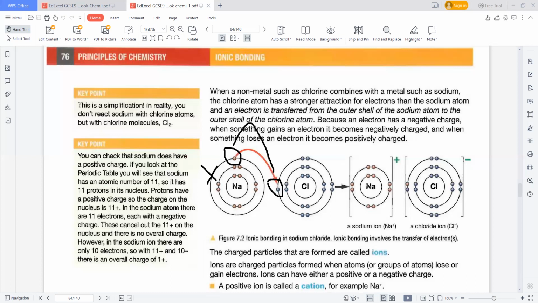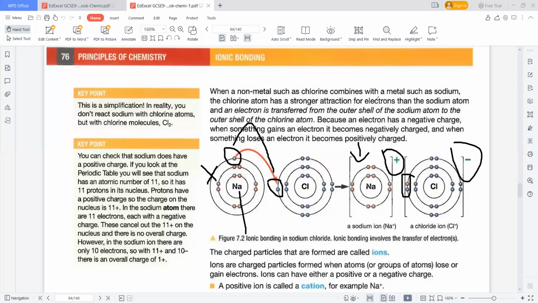Okay, so we can see the cation is smaller. Earlier it had 3 shells and 11 electrons. Now it contains 10 electrons and 2 shells. Another amazing fact is that after this donation and acceptance, the donor becomes positive and the acceptor becomes a negatively charged group.